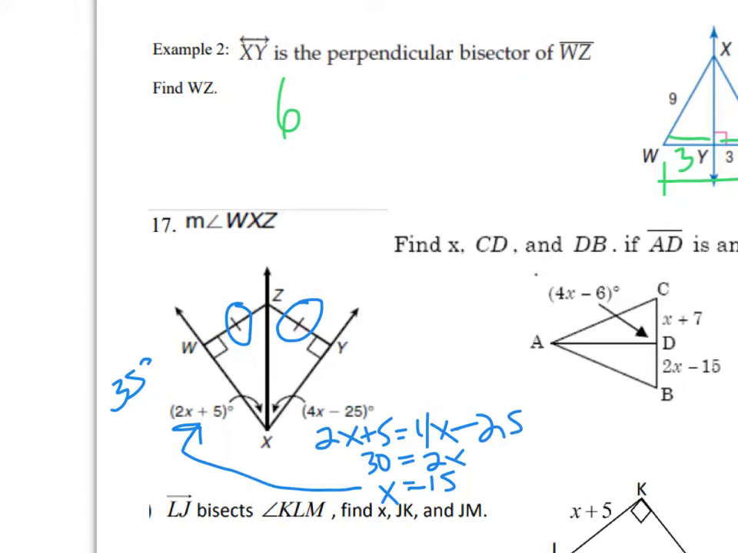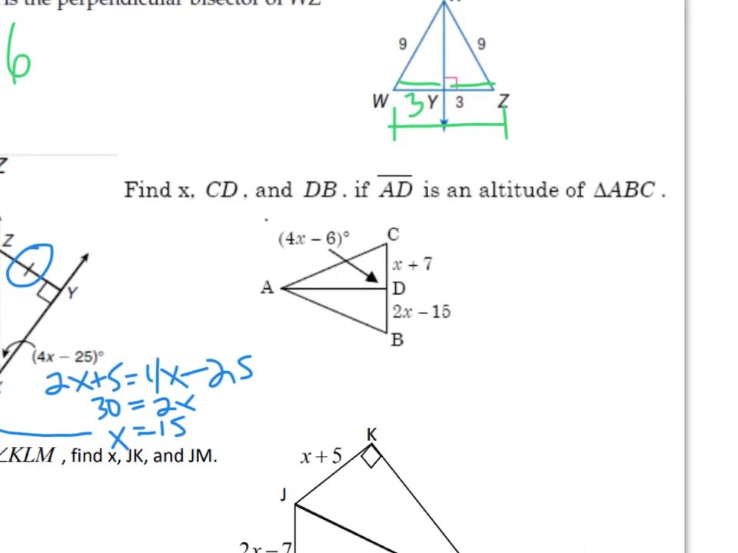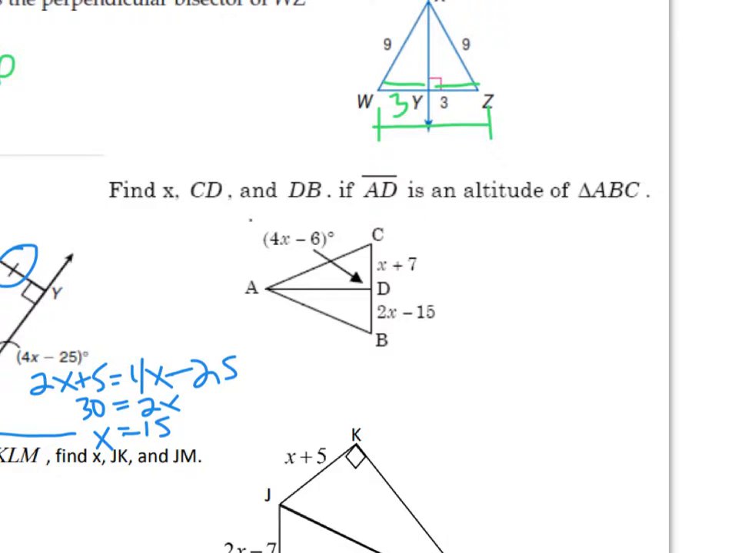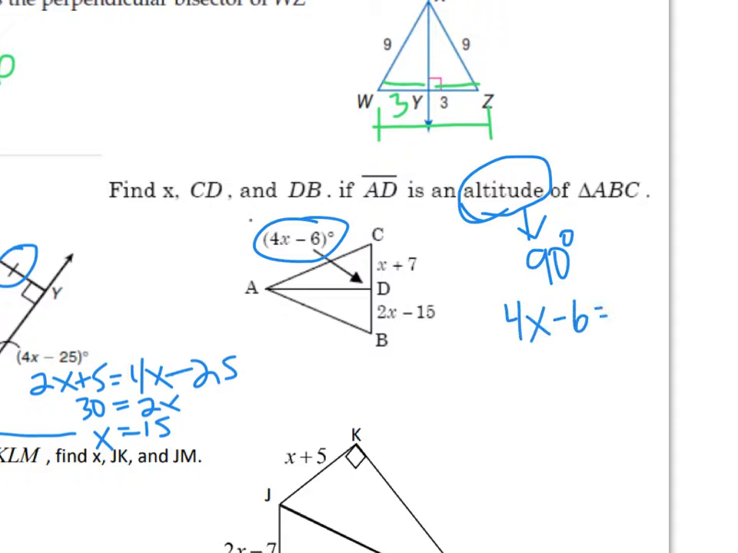Pay attention on this next one, because it's telling me that this is an altitude. Okay, so what does an altitude mean? An altitude means it's making 90 degrees. So I have to find where it's talking about an angle and set that equal to 90 degrees. I do not know that CD is congruent to DB. This is not necessarily a median, even though it looks like a median.